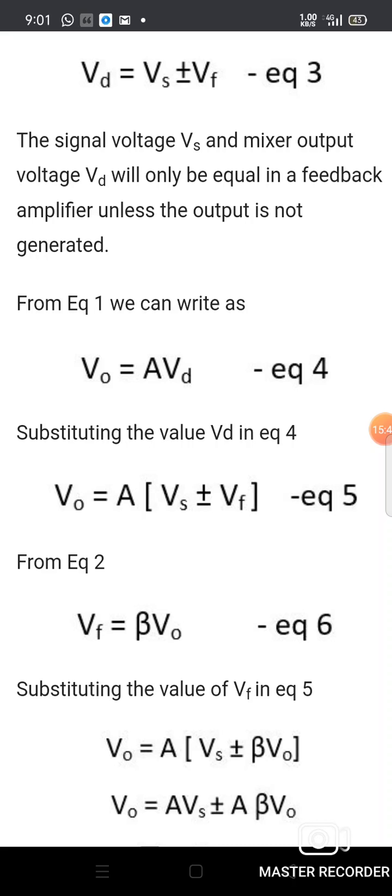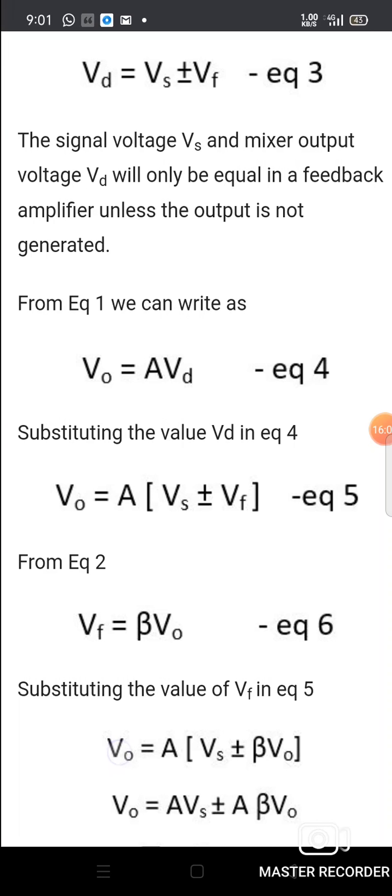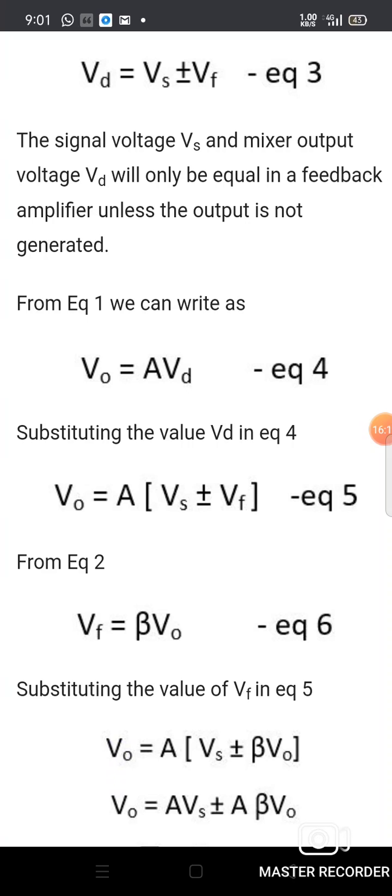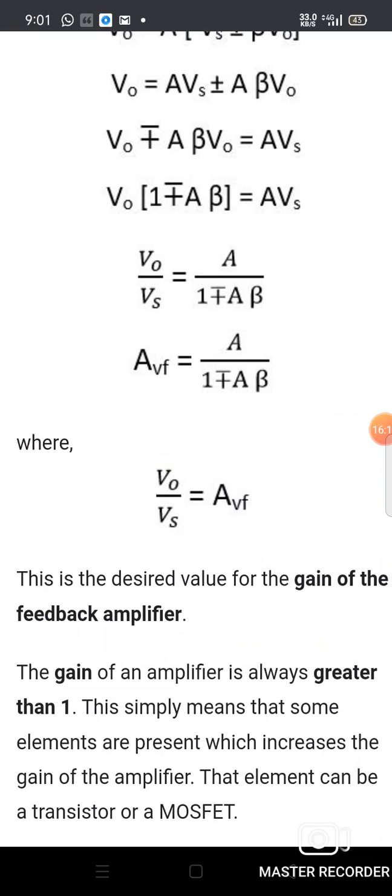Substituting the value of Vf in equation 5. For that we take the V0 equation, that is equation 5. V0 is equal to A of Vs plus or minus beta V0, in place of Vf we take beta V0. Next, V0 is equal to A Vs plus or minus A beta V0, right?